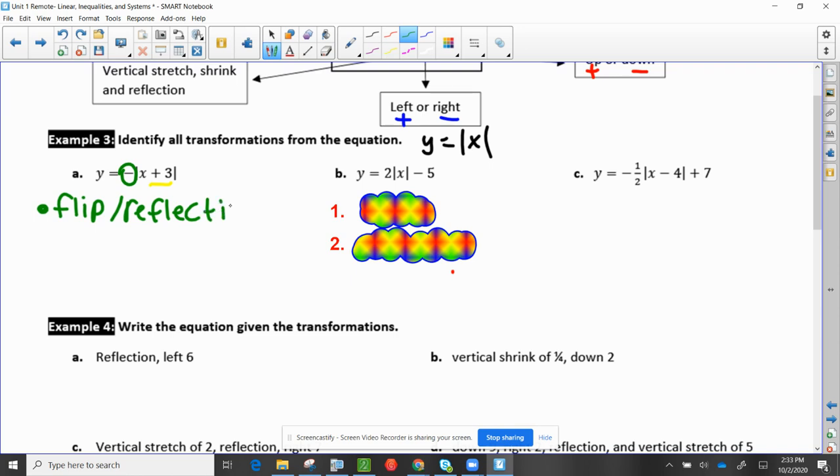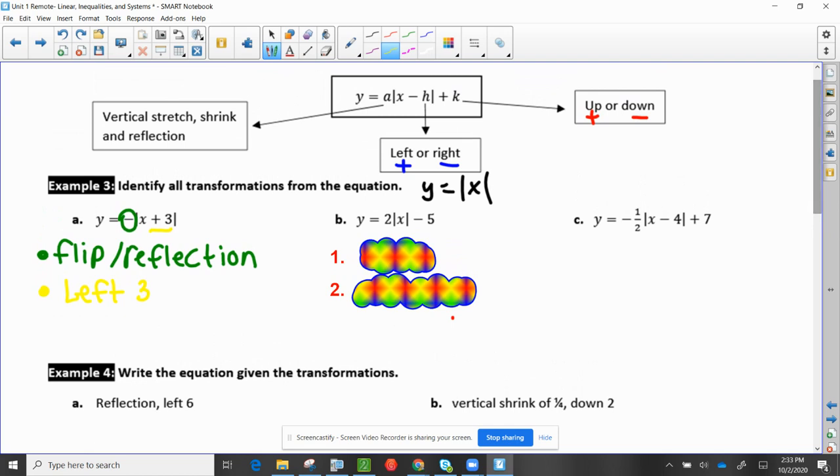Again, I would take either word. If you said reflection or flip, that's fine. Okay, and then the plus 3, since it's inside the absolute value, a plus moves it to the left. So this graph goes left 3. All right. So I'm going to have you guys try B.